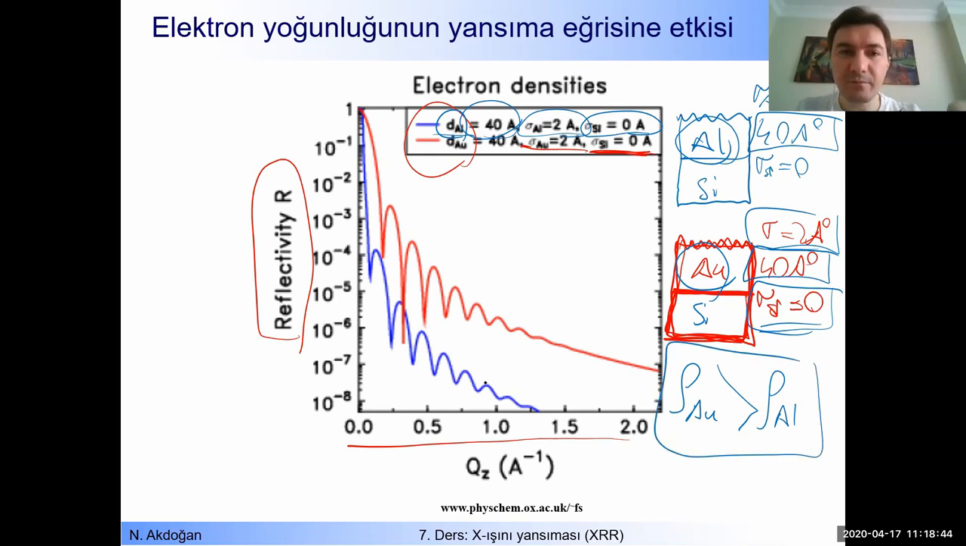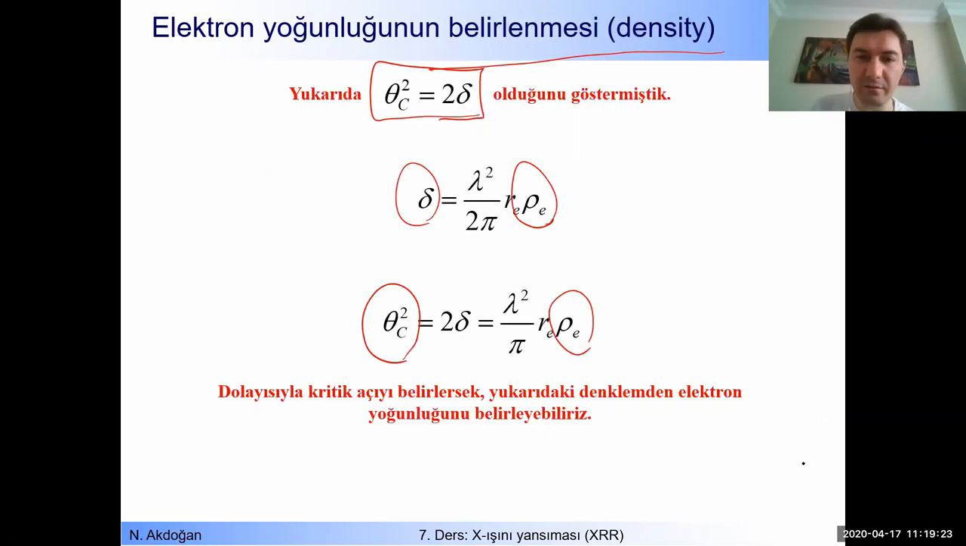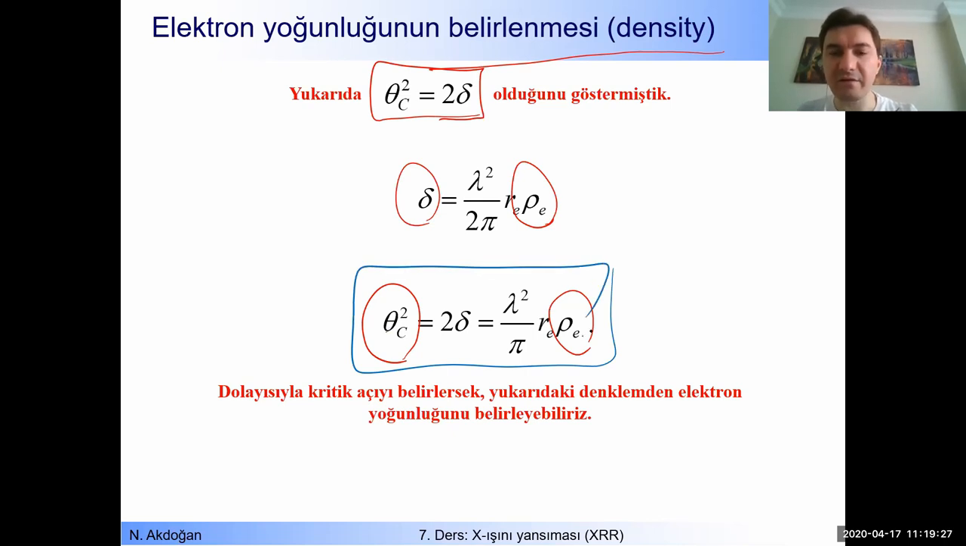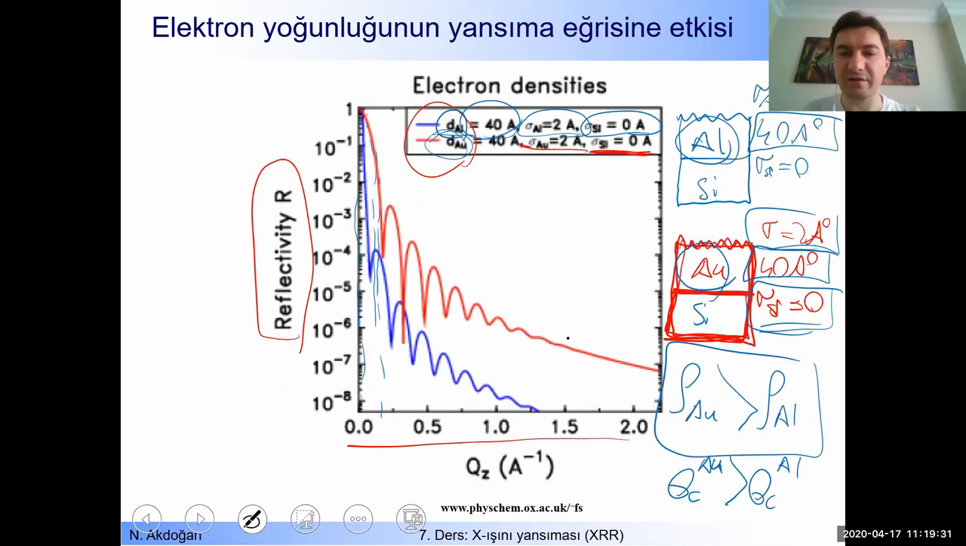What do you see here? For gold, you have much bigger intensity and much bigger critical angle. So let's consider that this is the critical angle somewhere here, and this is the critical angle for aluminum. So the critical angle for gold is much bigger, since the electron density of gold is bigger than the electron density of aluminum. You can consider it like this: the critical angle for gold is bigger than the critical angle for aluminum. It is acceptable because the critical angle is proportional to the electron density. So what do you see here? Okay, the critical angle is bigger for gold, for the red one, but what about the intensity?